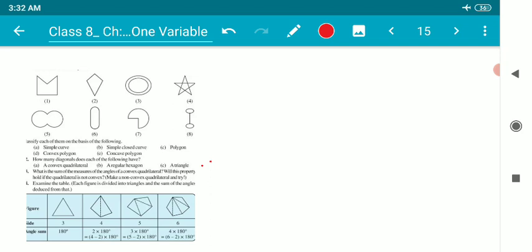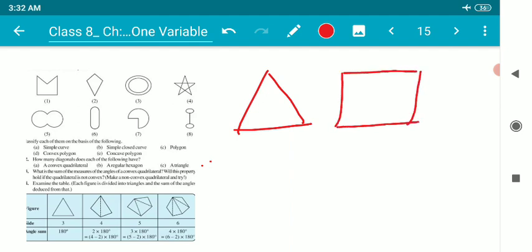Children, let me draw a figure. This is a three-sided polygon. The name of this figure is triangle. The name of this figure is quadrilateral, or we can say rectangle. This is a four-sided polygon. Polygons are figures which are closed shapes and made up of line segments.